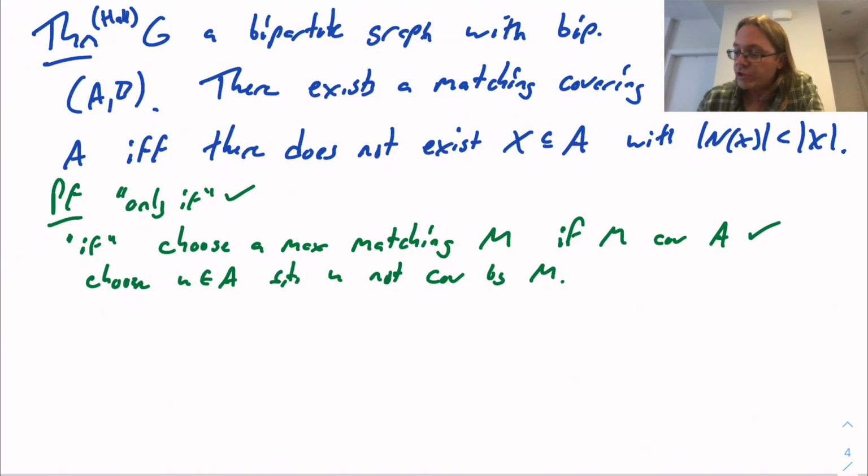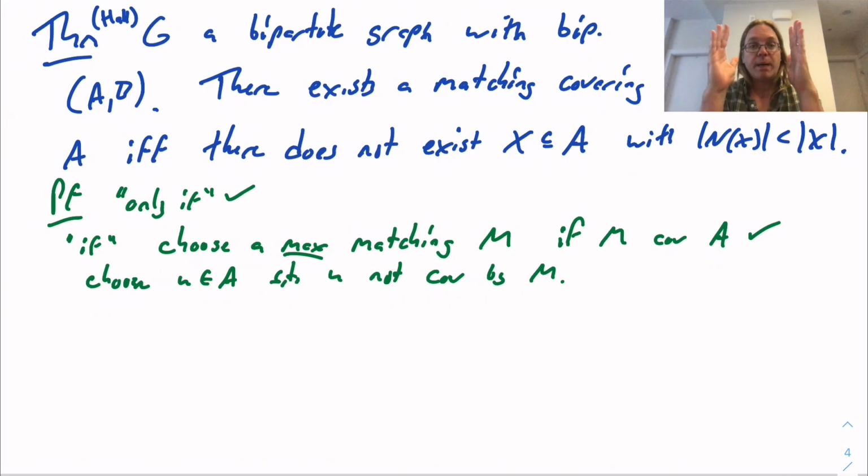Now, we have chosen a maximum matching. So we've chosen a matching of maximum size, and that means that there cannot be any augmenting path. What we're going to do is take advantage of that. So we know that there's no augmenting path, and we're going to start looking at some kinds of alternating paths. In fact, we're going to fix that vertex U, and look at alternating paths that start at the vertex U.